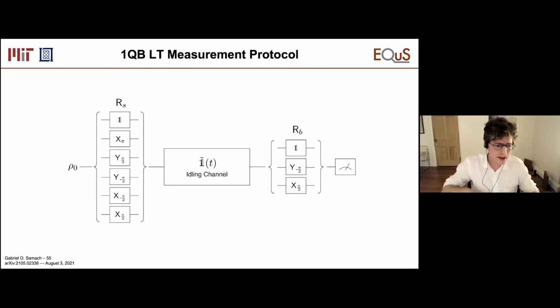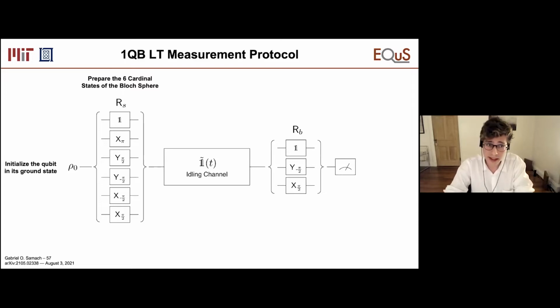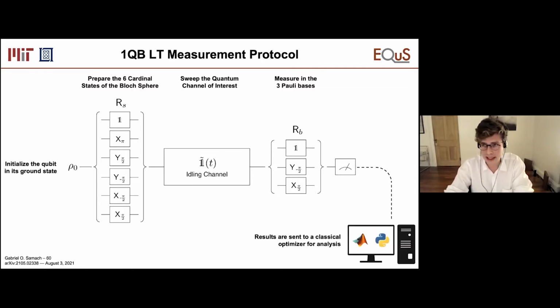Okay, so here I've drawn the single qubit measurement protocol corresponding to Lindblad tomography of a single qubit. And I'm going to walk through what each of these blocks corresponds to. To start, we're going to initialize our qubit as close as possible to its ground state. Then we're going to apply one of 6 single qubit gates to prepare the 6 cardinal states of the Bloch sphere. After that, we're going to sweep the quantum channel of interest. In this work, it's going to be the idling channel, this variable time delay between state preparation and measurement. But in general, it could be whichever quantum channel you're hoping to diagnose. And then finally, we're going to apply one of 3 single qubit gates such that we measure in each of the 3 Pauli bases, Z, X, and Y. And once we've collected all our measurement outcomes, we pass it to your favorite classical optimizer to analyze the results and piece together what happened.